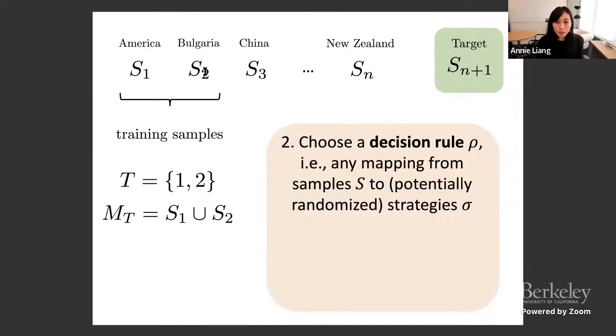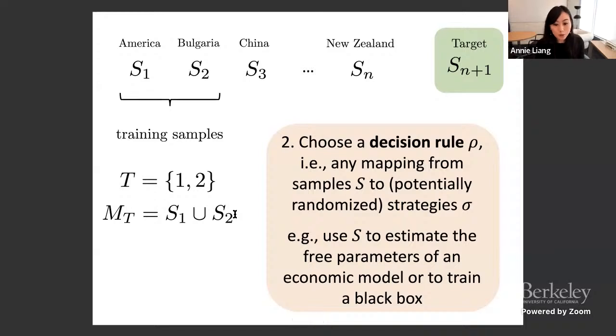Then we're going to choose a decision rule, rho, which is any mapping from samples S into a potentially randomized strategy sigma. So given this training data, what is the strategy that you want to learn? For example, you might use that training data to estimate the free parameters of an economic model, or you might use that training data to train a black box algorithm. What you get is a strategy that you can then ultimately use for making decisions on this target sample.